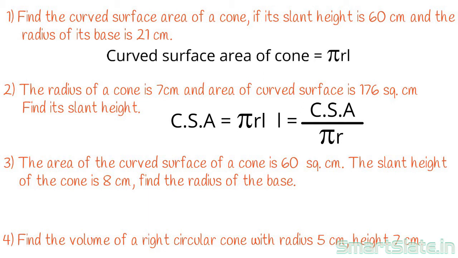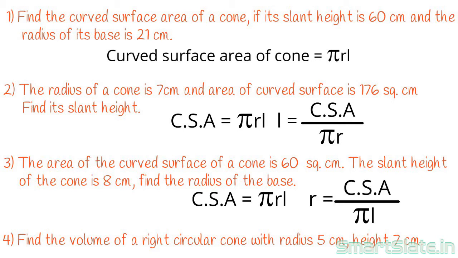Now check the third question. The area of the curved surface of a cone is 60 square centimeters. If the slant height of the cone is 8 centimeters, find the radius of the base. This question is also simple like the first and second questions. We know the formula to find curved surface area. Curved surface area is equal to pi R L, and hence R is equal to curved surface area by pi into L. We have data of curved surface area and slant height. Using these data, we can easily find the radius of the base of the cone.